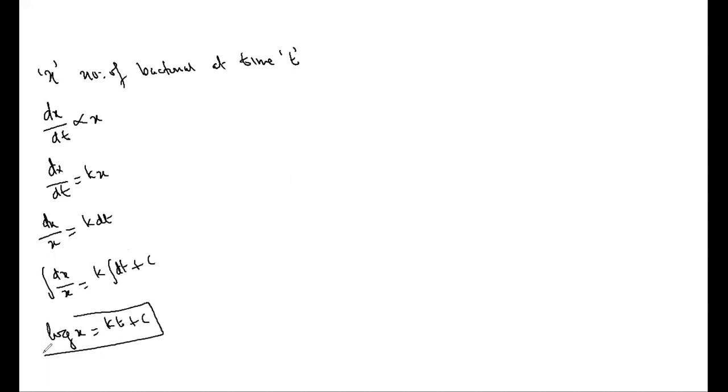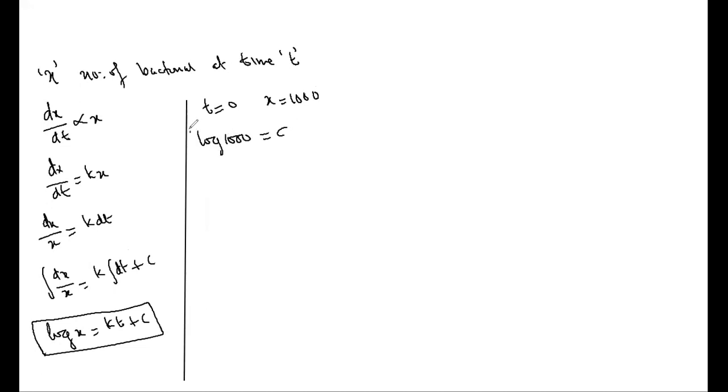So this is going to be fixed for every problem, wherever the number of bacteria is proportional to the number present. This statement holds for any population or bacteria, everything. This part is going to be fixed. The second part only changes. When time is 0, x is 1000. There are 1000 bacteria initially. So log 1000 will be c. So always c will give us the initial value. So log x is kt plus log 1000.